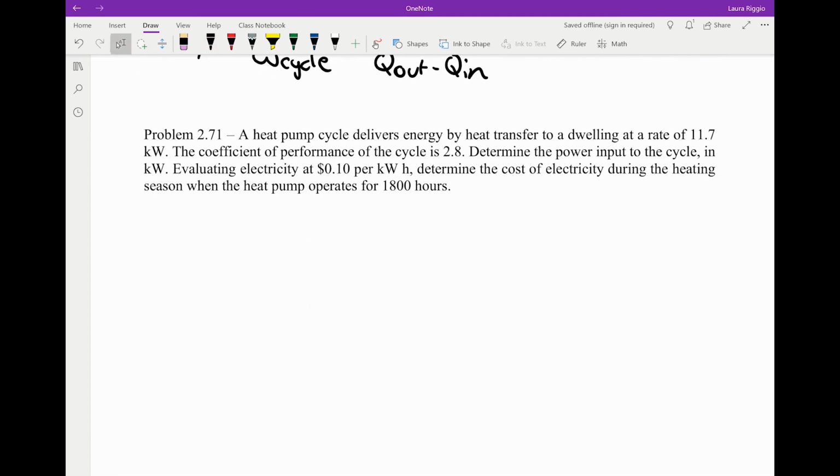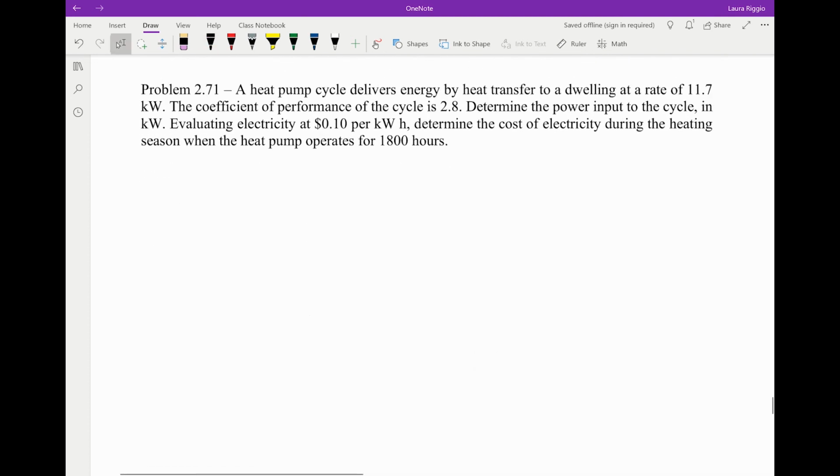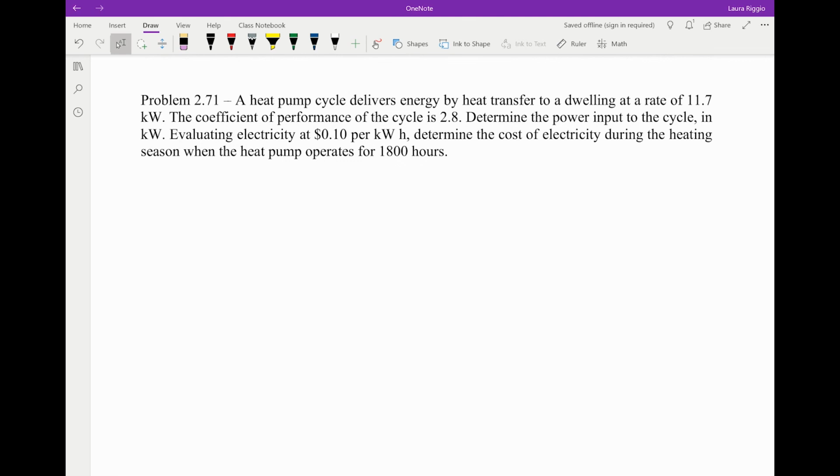So if we look at an example, we have a heat pump that delivers energy by heat transfer to a dwelling at a rate of 11.7 kilowatts. The coefficient of performance is 2.8. We want to determine the power input to the cycle and then evaluate how much it's going to cost to run our heat pump for an extended period of time.